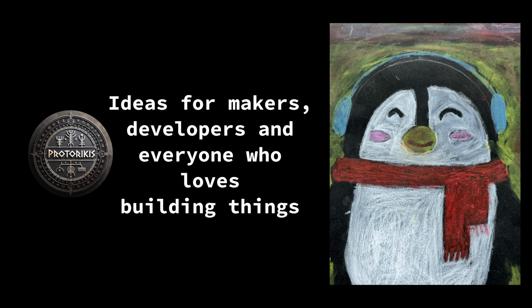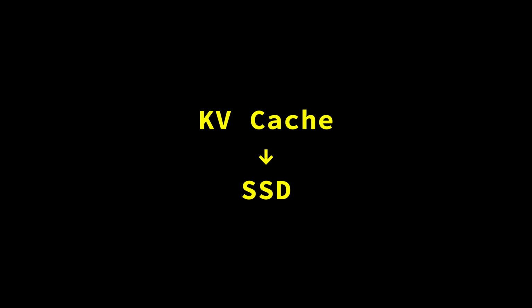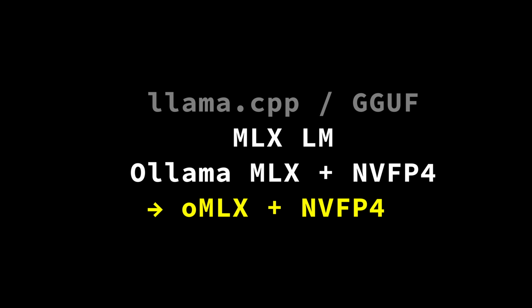In the previous video, we looked at how SSD KV caching works in OMLX, how it compares to llama.cpp and Ollama performance-wise, and how it crashes my macOS near the memory limit.